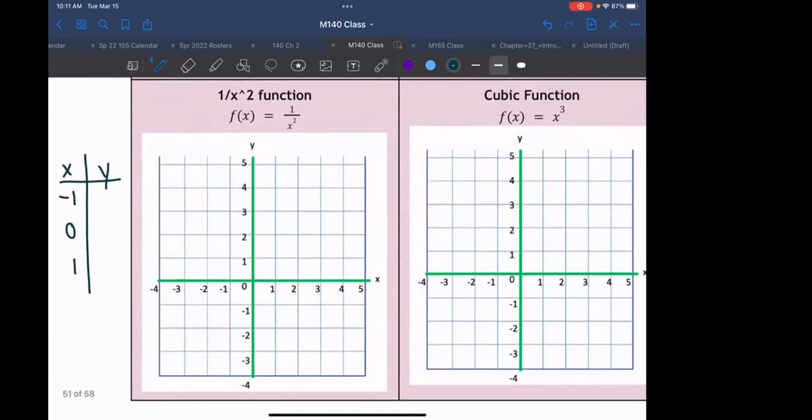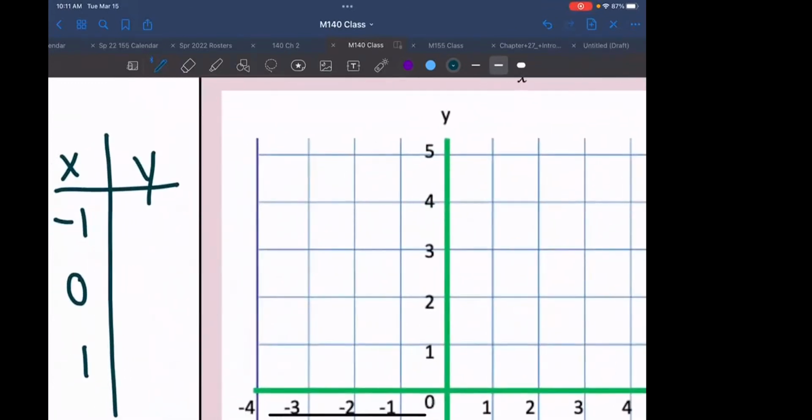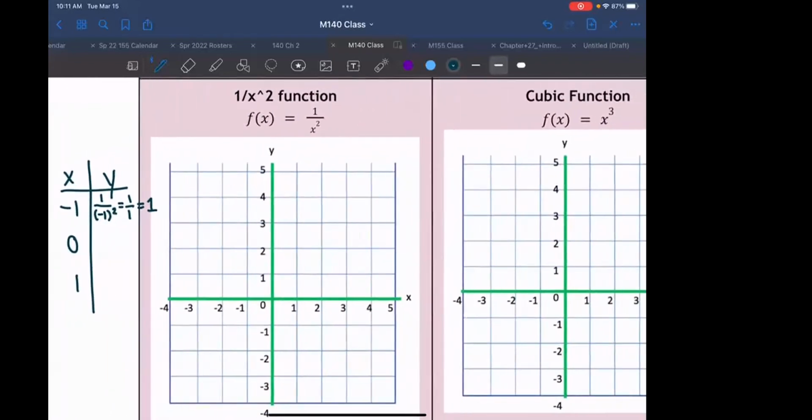What happens when I plug in -1 into this function? Becomes +1, right? And if you don't see that, we can also always do this. 1/x² is 1/(-1)². (-1)² is +1. So that's why I get +1 here, okay? You don't have to memorize this. You can always just plug into the function, right? What's 1/0²? Error, right? Doesn't give me anything. When I plug in 1, I get 1, right?